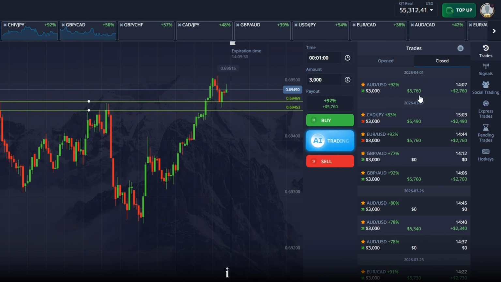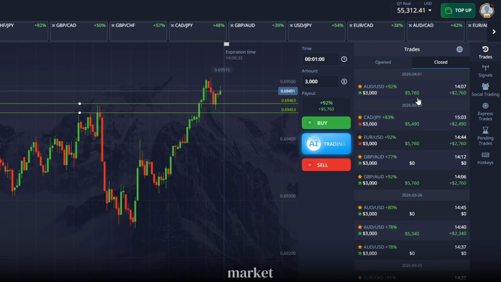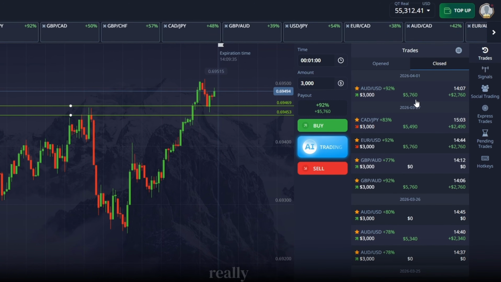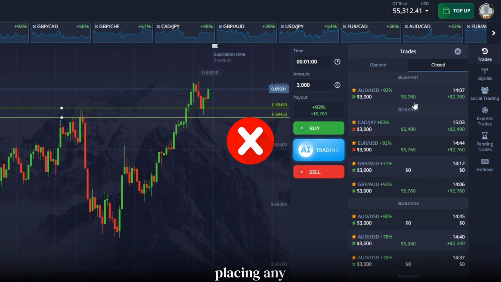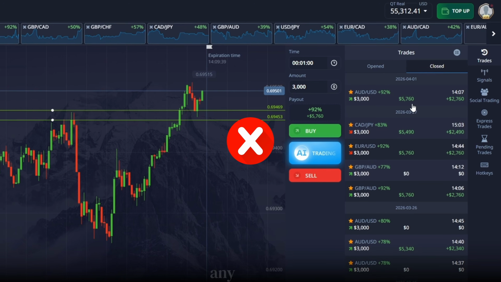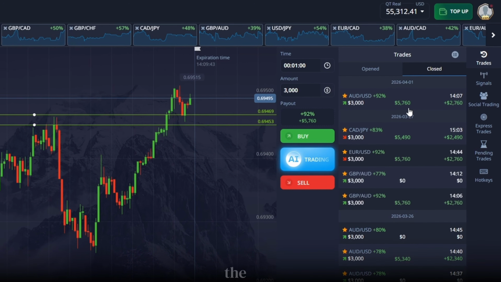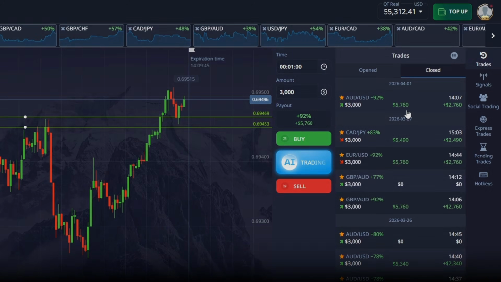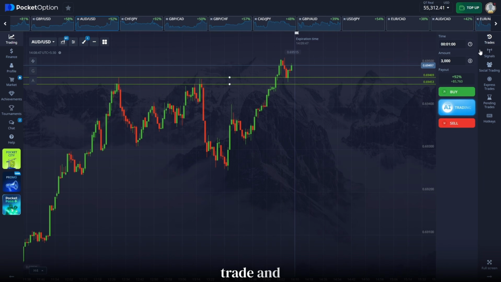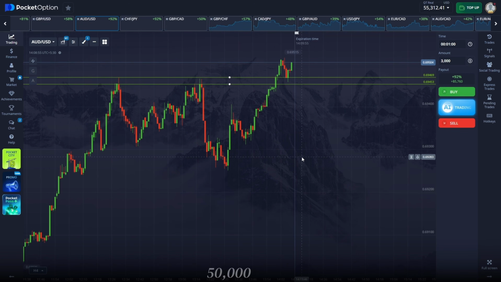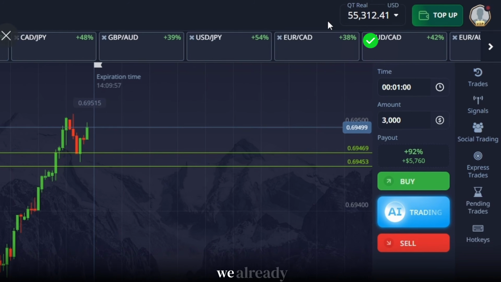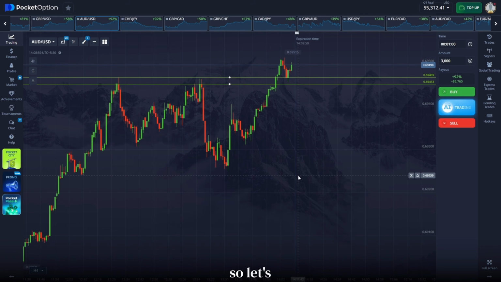Last 2 days I did not take any trade because the market situation was not really good. So I avoided placing any trade and I didn't take any trading session. This is Wednesday and today I am taking the first trade of this week. Let's take one more trade, and because we are very close to our 50 days target, I don't want to risk more. I just want to close at least our 50,000, which we already achieved. So let's take one more trade.